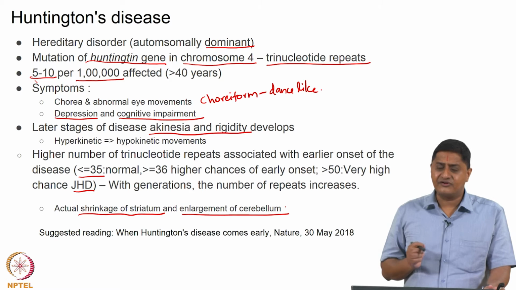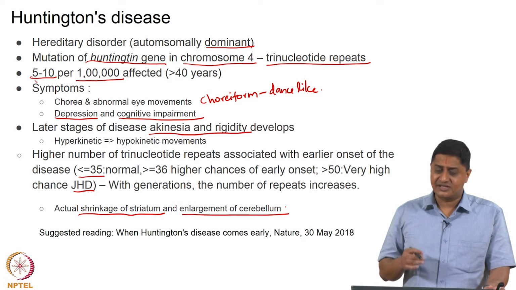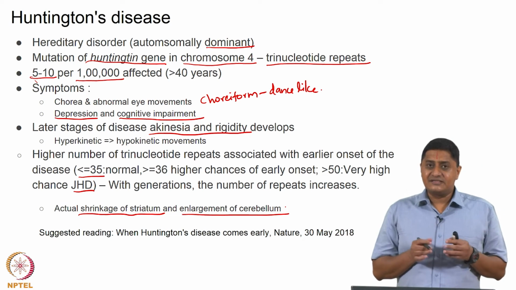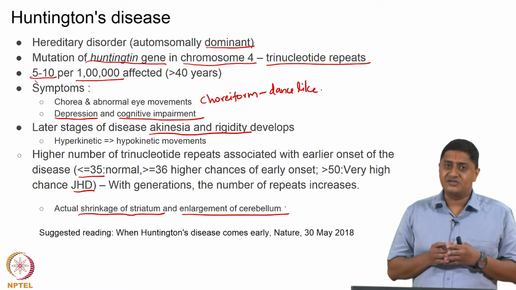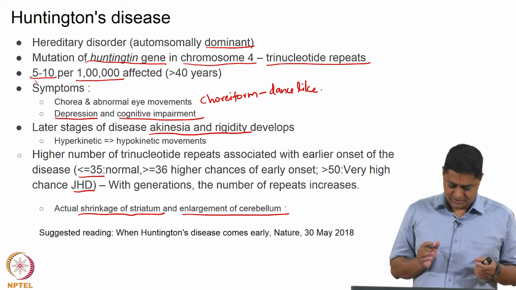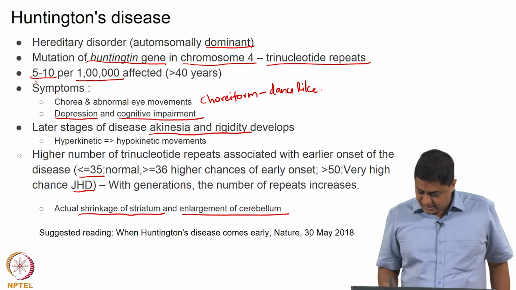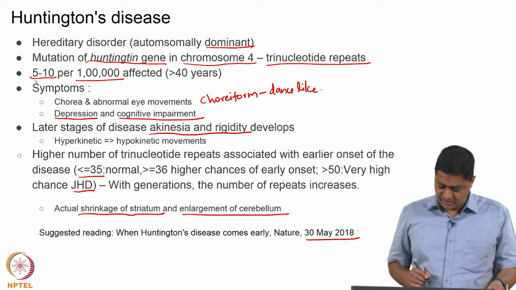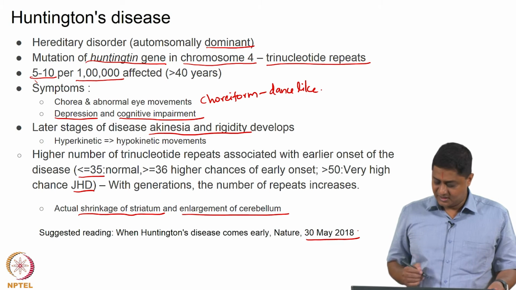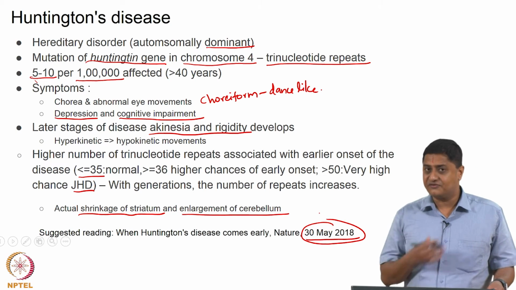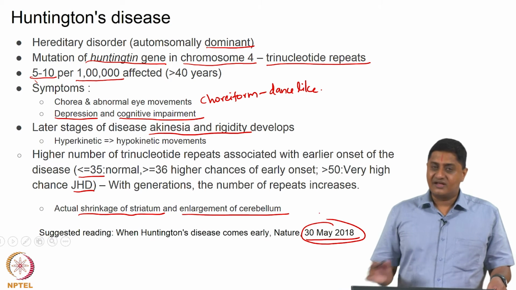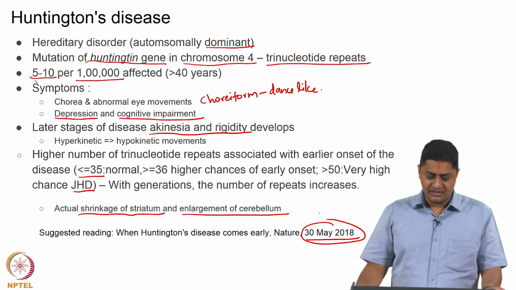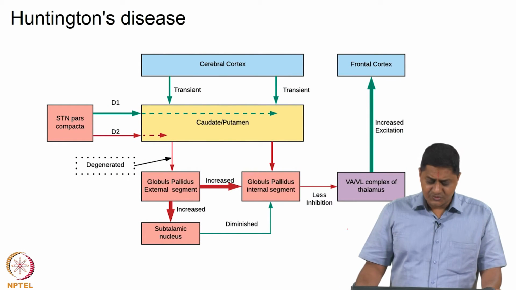Although the specific gene and the chromosome and the particular molecular details have been identified, still a lot of research is needed to further understand this. Let us remember that in comparison with Parkinson's disease, Huntington's disease and its pathophysiology are relatively poorly understood, right. Please do read the most recent article on this topic in Nature, when Huntington's disease comes early, 30th May, which is just a few days ago, where the details of this are discussed, and there are a few other accompanying articles that I suggest you read, all right.